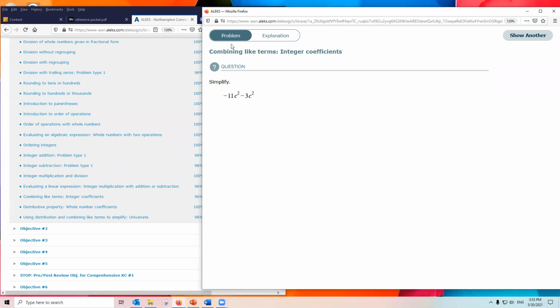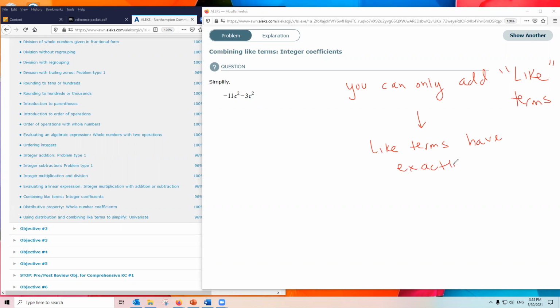First, we have to talk about something called like terms, because when you go to add these expressions, you can only add what are called like terms. So how do you know a like term when you see it? Well, like terms have exactly the same letter part. Let me give you some examples.